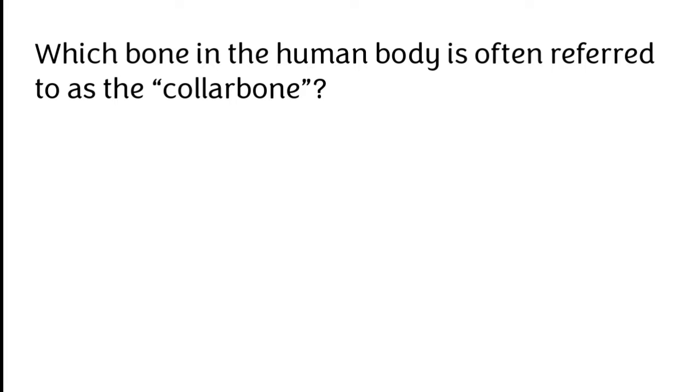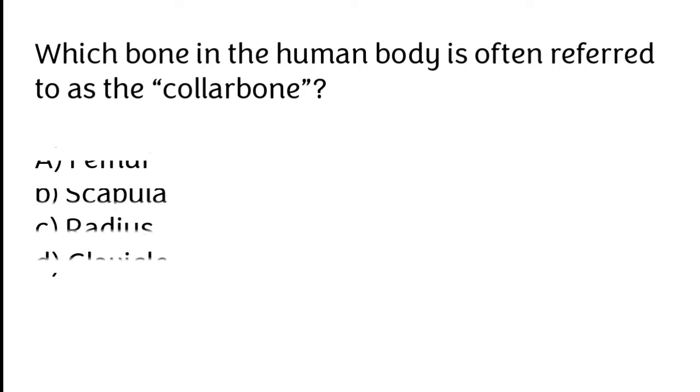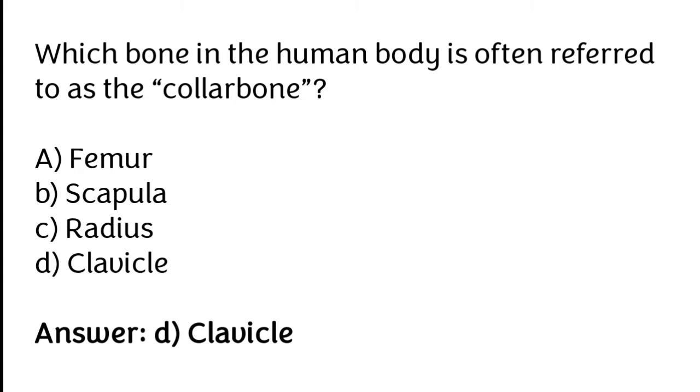Which bone in the human body is often referred to as the collarbone? Femur, scapula, radius, clavicle. The correct answer is option A. The clavicle bone in the human body is often referred to as the collarbone.